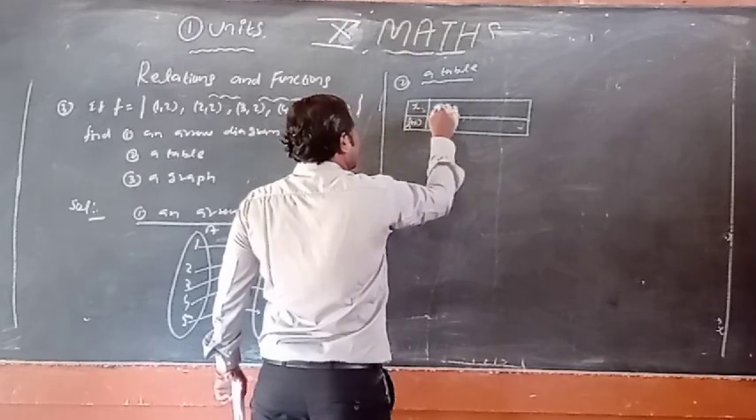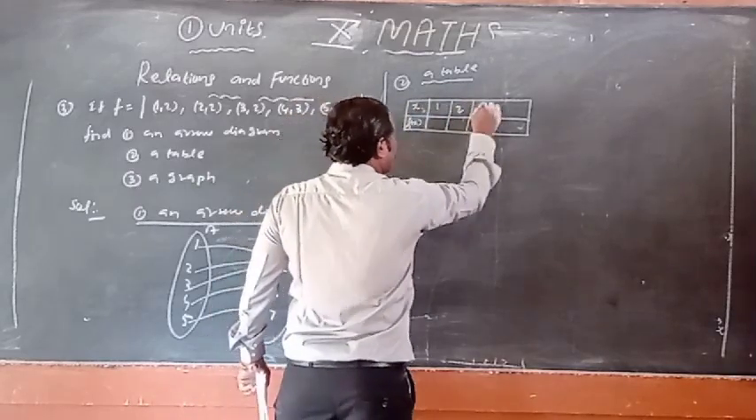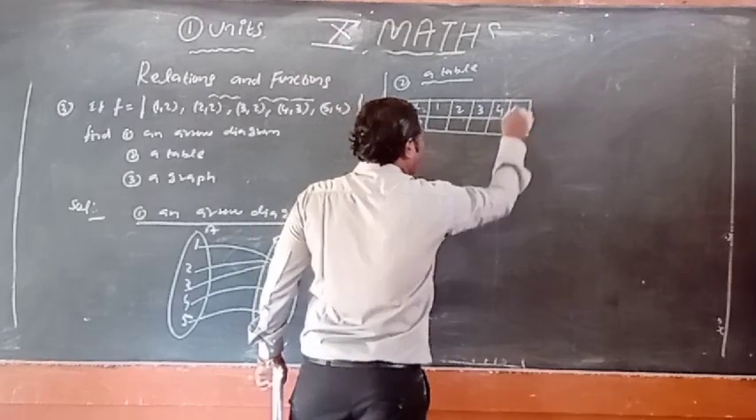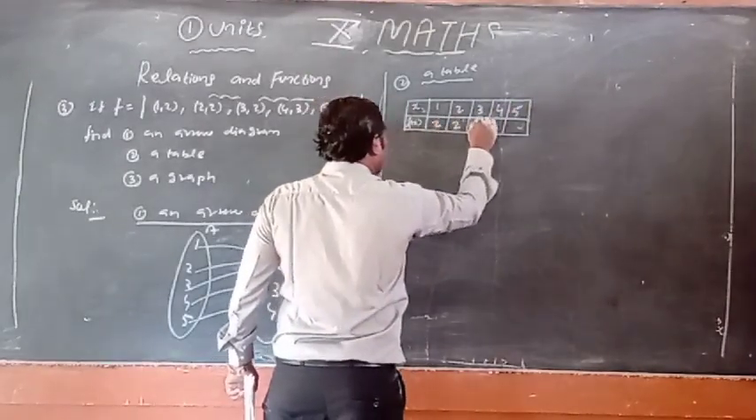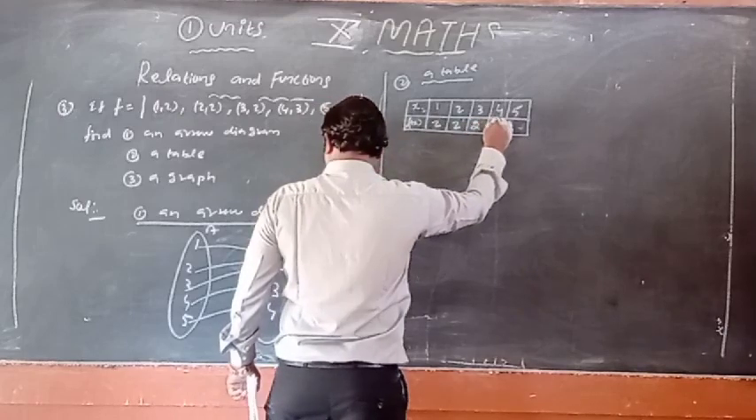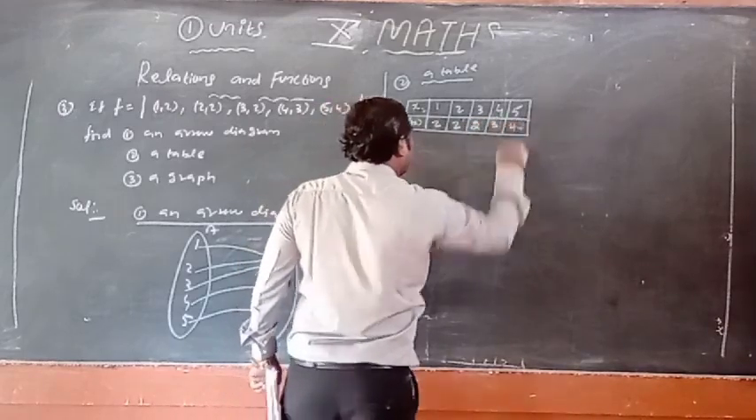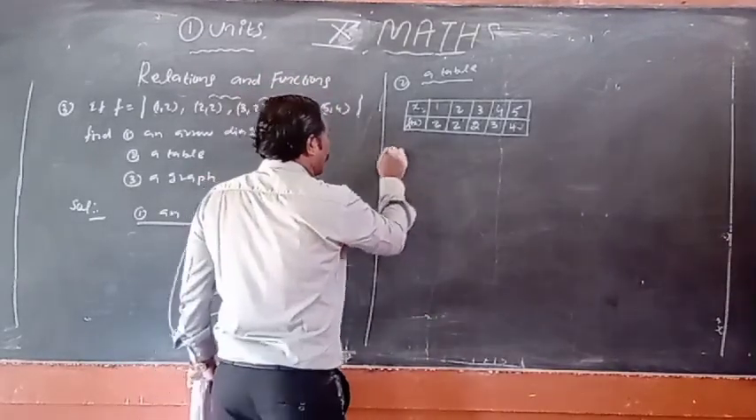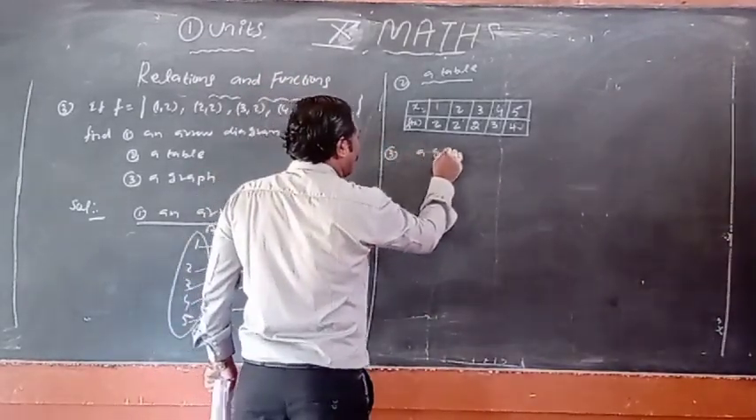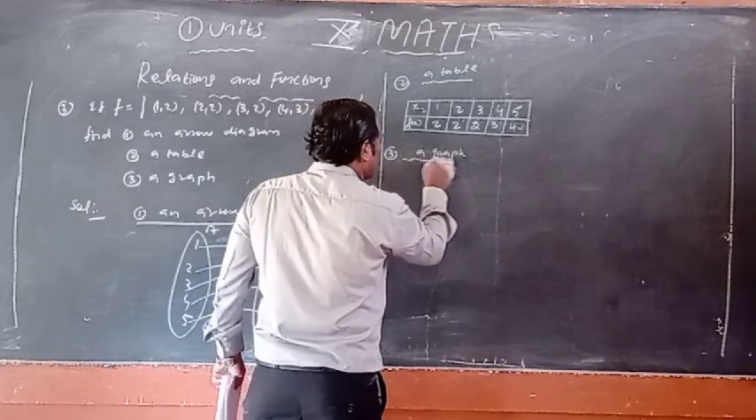f of x. 1, 2, 3, 4, 5. 1 substitutes 2, 2 substitutes 2, 3 substitutes 2, 4 means 3, 5 means 4. Any doubt? Anybody? Next one. Third one. A graph.